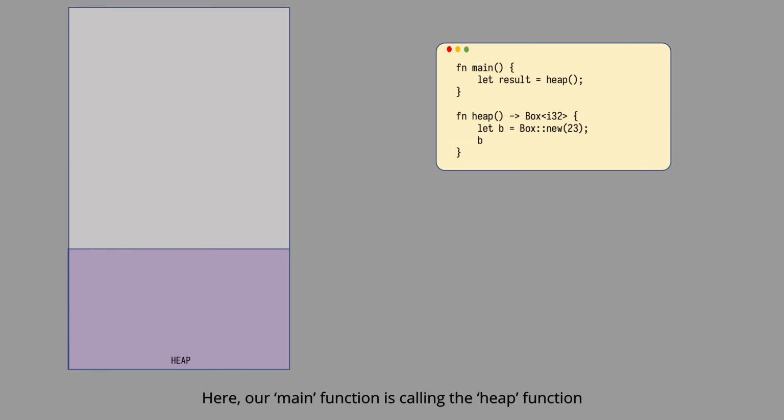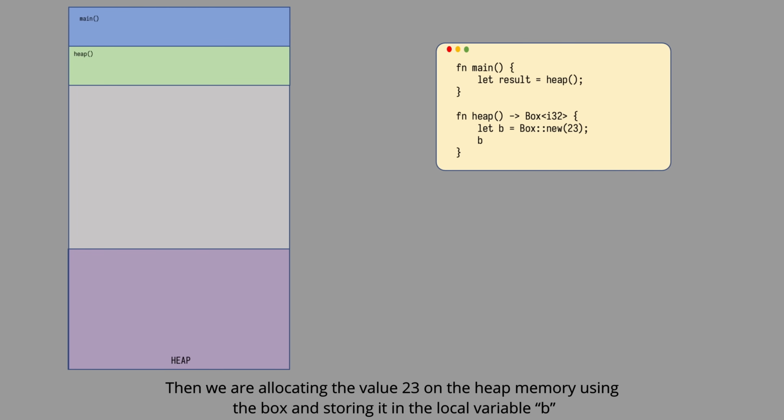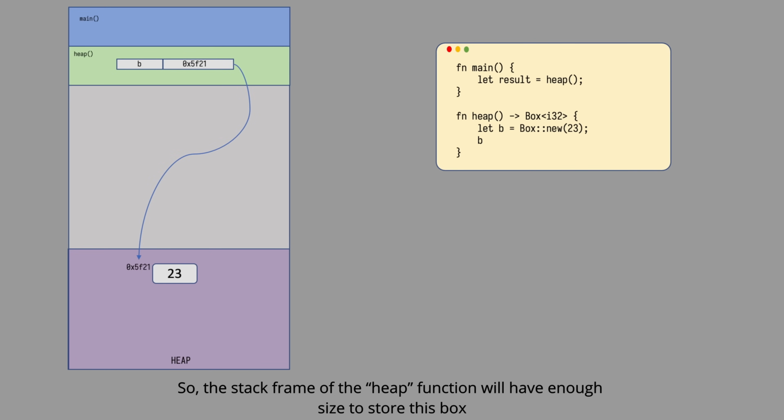Here, our main function is calling the heap function. Just like we saw, it creates a stack frame for this function. Then we allocate the value 23 on the heap memory, using the Box and storing it in the local variable b. So, the stack frame of the heap function will have enough size to store this box.